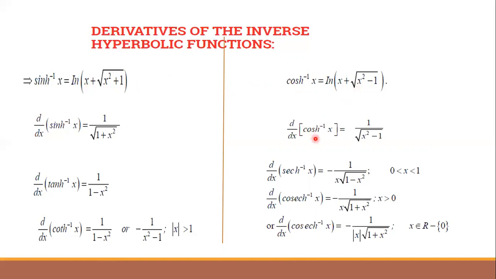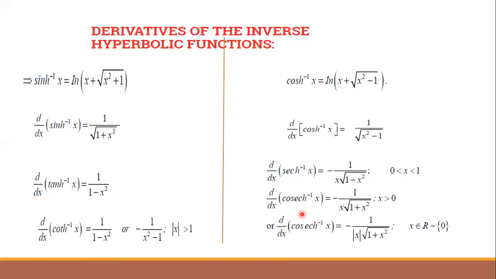And the derivative of cosh inverse is 1 over square root of x square minus 1. And secant hyperbolic inverse is minus 1 over x into square root of 1 minus x square, where x should be greater than 0 but less than 1.